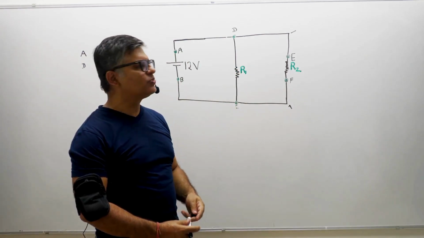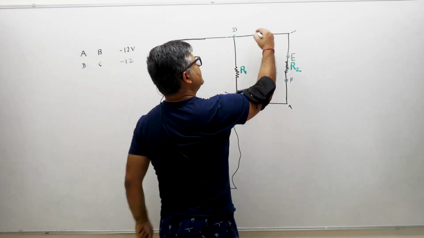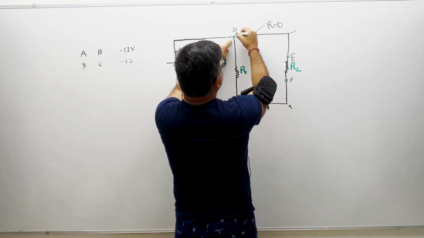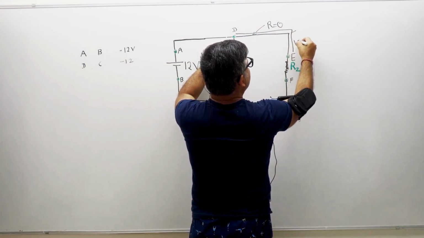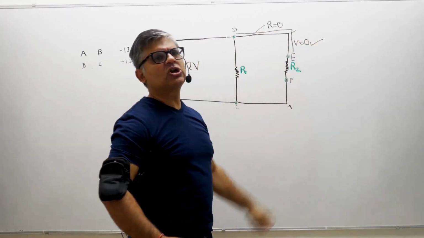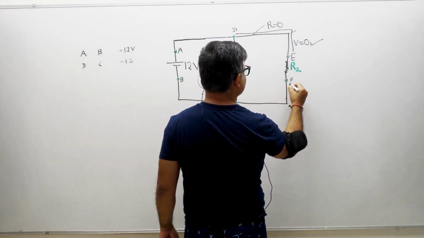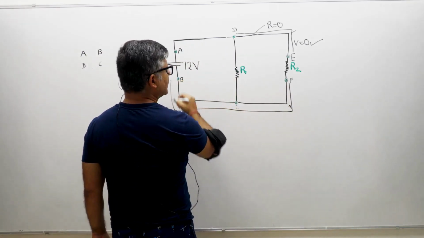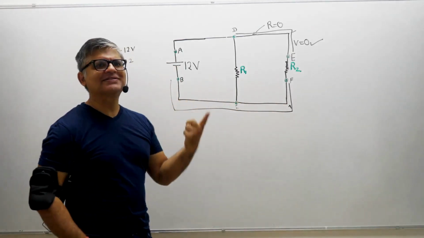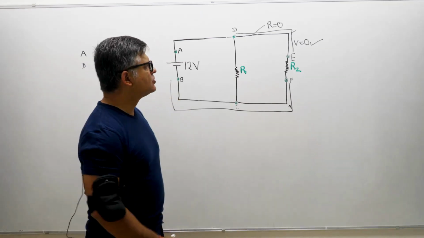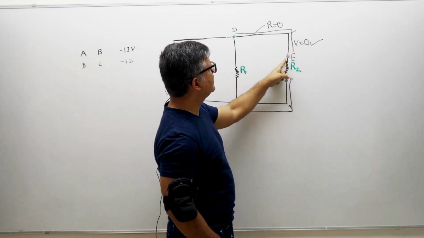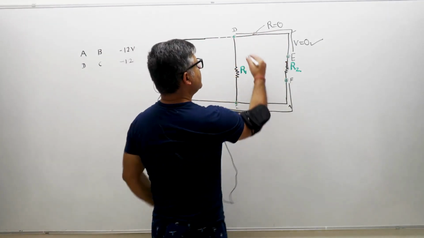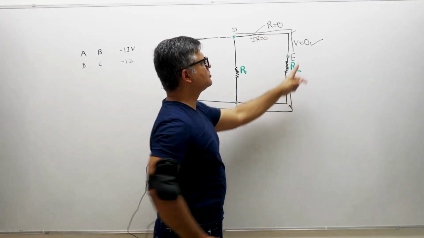In most of the numericals we do, the resistance of the conducting wire is zero. So from D, if you start moving like this, there is no potential drop. There is no potential drop if you move like this. Also, if you move like this, there is no potential drop because this is a wire. There is no resistance, so there is no IR. In fact, if you notice, this point E is connected to D. There is no resistance between them, and therefore the drop of potential here is zero, which is what I have written as V equal to zero.